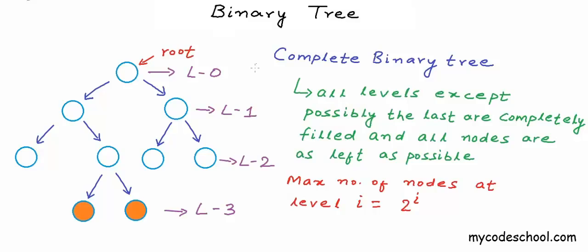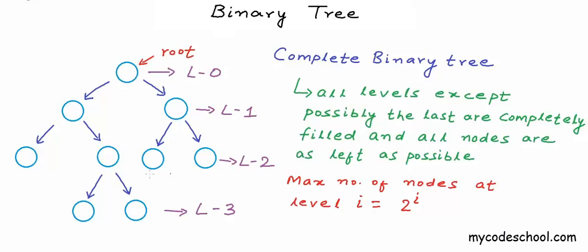At level 2 we can have 2 to the power 2 nodes at max, which is 4. So in general, at any level I we can have at max 2 to the power I nodes. You should be able to see this very clearly because each node can have 2 children. So if we have x nodes at a level, then each of these x nodes can have 2 children. So at next level we can have at most 2x children.